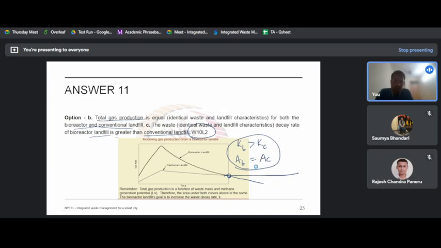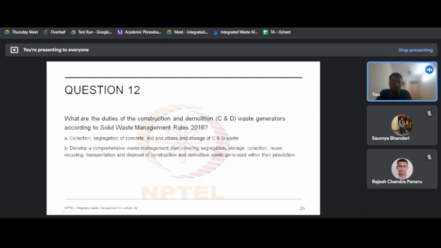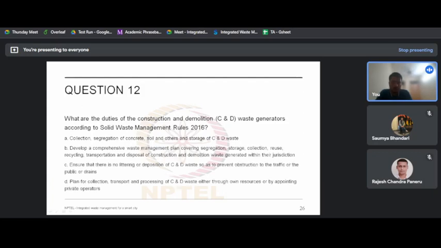Moving on to the next question, question 12. What are the duties of construction and demolition waste generators according to Solid Waste Management Rules 2016? Collection, segregation, and storage. A comprehensive waste management plan covering the segregation, storage, collection, reuse. Ensuring that there is no littering, and a plan for collection and transport either through own resources or by appointing private operators. So what should a waste generator do? I think we have some response. So A and C, okay.